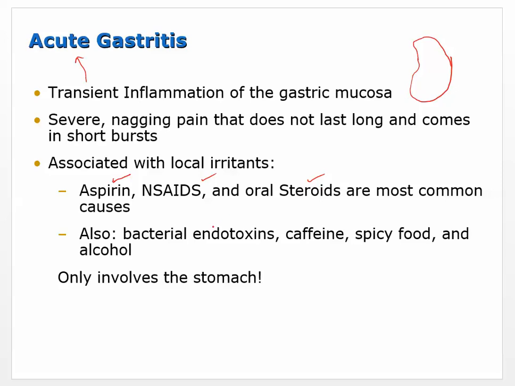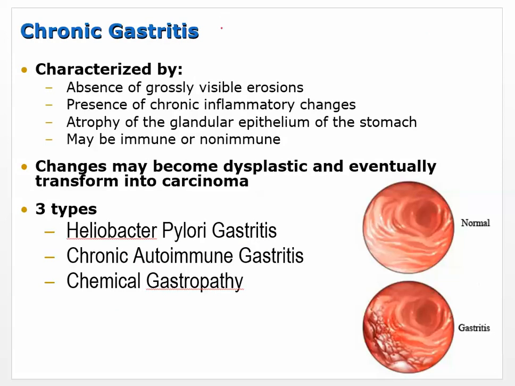But also bacterial endotoxins, so bacteria, and if you're thinking like H. pylori, you're right, so that can cause acute gastritis or gastritis. Caffeine, spicy food, alcohol, it affects people. Different people react differently to these things. Bacterial endotoxins are pretty universal, but different people react differently to different foods, things that are put in there, and medications, and so that's what gastritis is. And remember, as I mentioned, that really only involves the stomach because we're talking about gastritis.